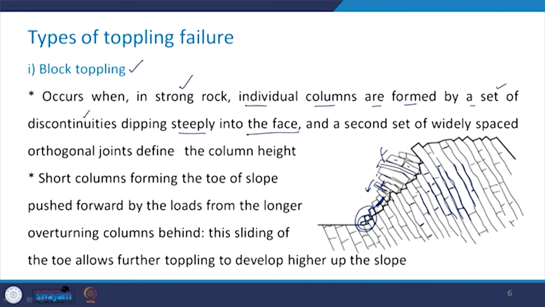See what will happen? The moment this block starts toppling, it exerts force onto the small columns which are near the toe. Because of this force, this material tries to slide. The moment it tries to slide, the upper column also starts experiencing the overturning, and this is how this phenomenon transfers from one column to the other till a state comes beyond which these columns come to a stable state.